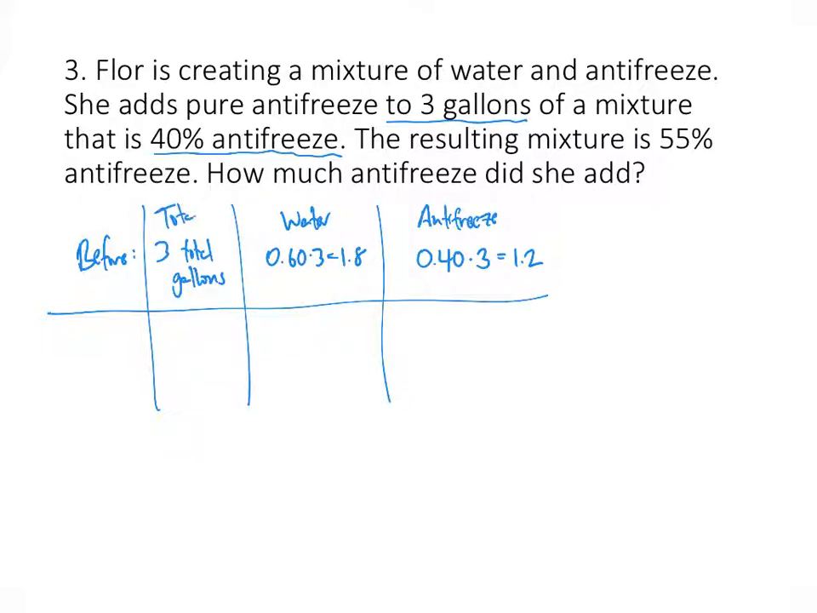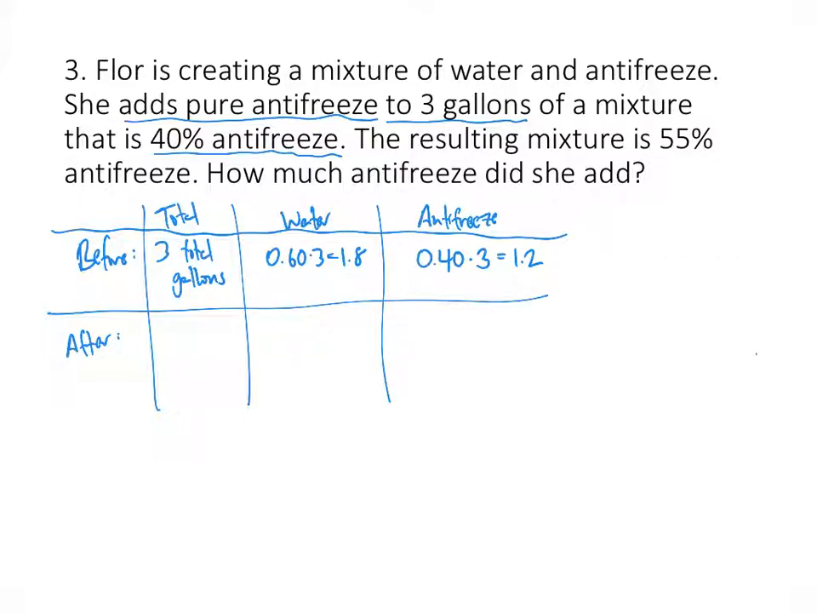So we've got the total, and we've got the water, and we've got the antifreeze. Now, after, so what's happening? What are we doing to the mixture? Well, we're adding pure antifreeze. But we don't know how much antifreeze we added. That's the variable. That's what we're trying to figure out.